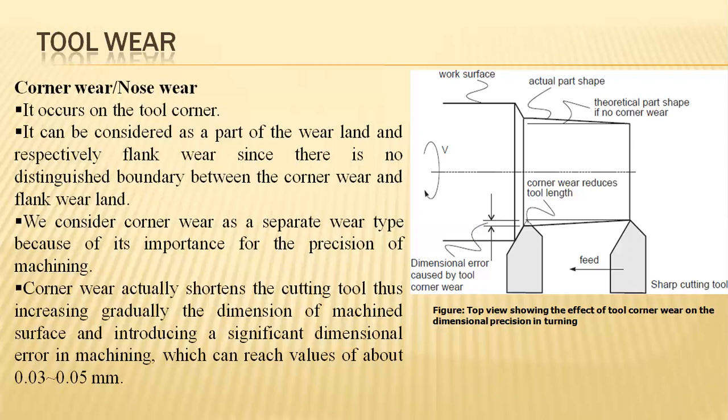Because of this precision of machining, the material in the form of chips gets removed upon the machining condition. The corner wear condition actually shortens the cutting tool at this particular level. The corner point at the tip of the tool is what we generally call it. It shortens the cutting tool and leads to an increase in the dimension of the machined surface, and it leads to a dimensional error in the cutting area.